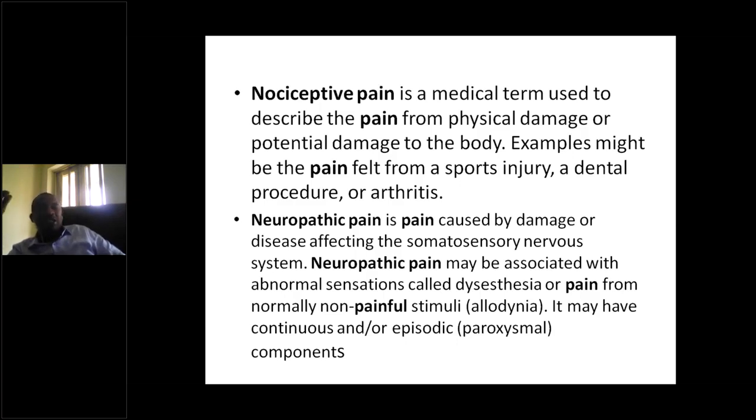So neuropathic pain is not like nociceptive pain where you have a physical injury. It's associated with abnormal sensation called dysesthesia, or pain from normally non-painful stimuli. Somebody can just touch you and you start feeling pain. That one is called allodynia. So dysesthesia is an abnormal sensation, or pain from normally non-painful stimuli, where something that should not cause pain is bringing excessive pain.